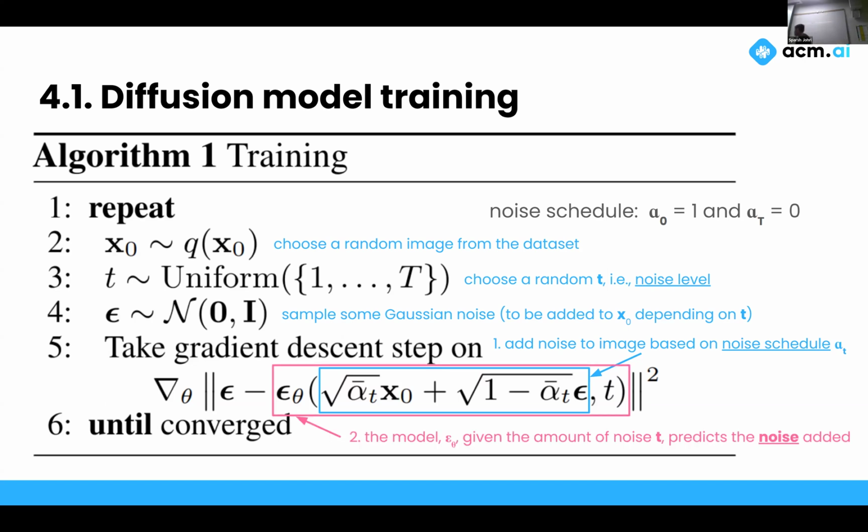And then step 2. This is our model, epsilon theta, which is very confusing because they use epsilon for both. But epsilon theta specifically says, okay, given our noisy image and the current time step t, predict the noise that I just added. That's very important. We're predicting the noise that I just added, not what the image will be at time step t minus 1. Is that going to make sense so far?